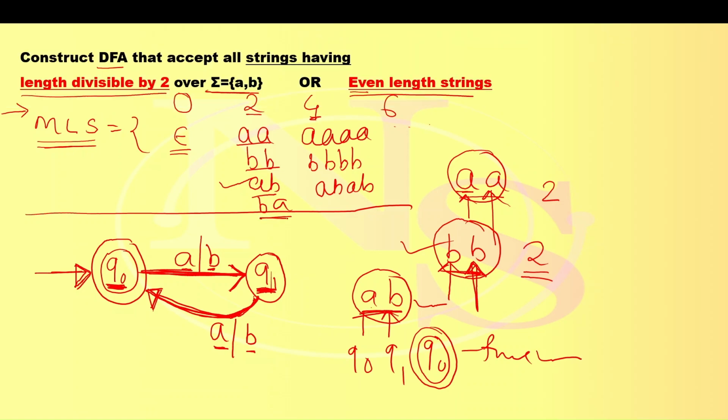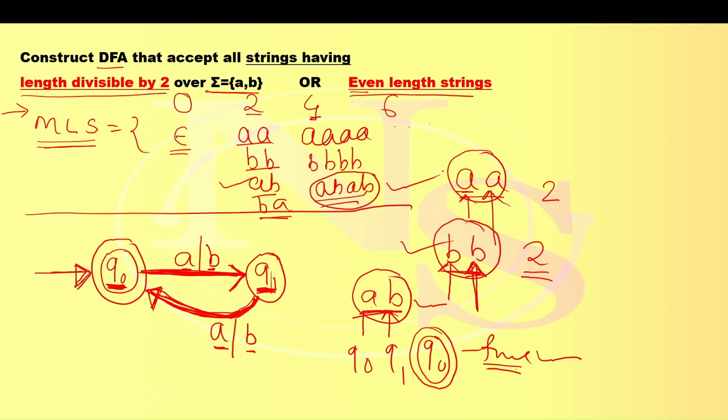Similarly, it can be checked for ba also. First symbol b, second symbol a. It can be checked for any 4-length string like abab. First symbol a, second symbol b, third symbol a, fourth symbol b. The automaton reaches Q0. Q0 is our final state. Hence abab also gets accepted. Hence this is the final DFA.